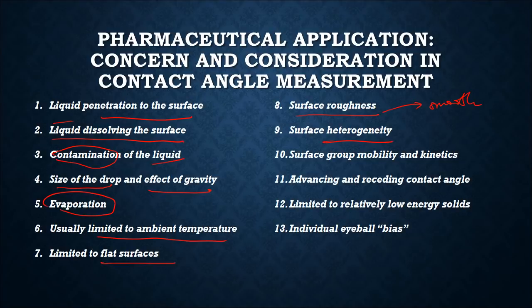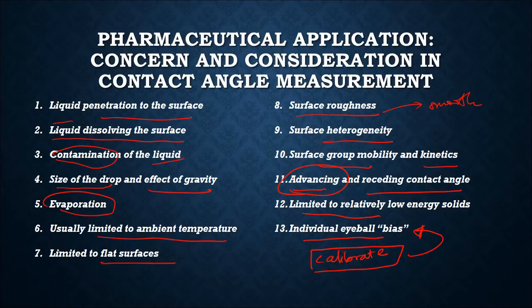Alright, there is also surface heterogeneity, surface group mobility and kinetics, and you must be concerned about advancing and receding contact angle, but usually we measure advancing. It is limited to relatively low energy solids, and there is individual bias, eyeball bias. Because before we start to use the machine to measure the contact angle, we need to calibrate the machine, and the calibration depends very much on individual eyeball bias.